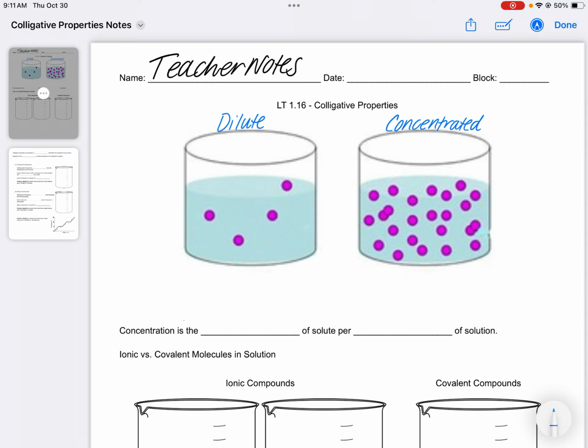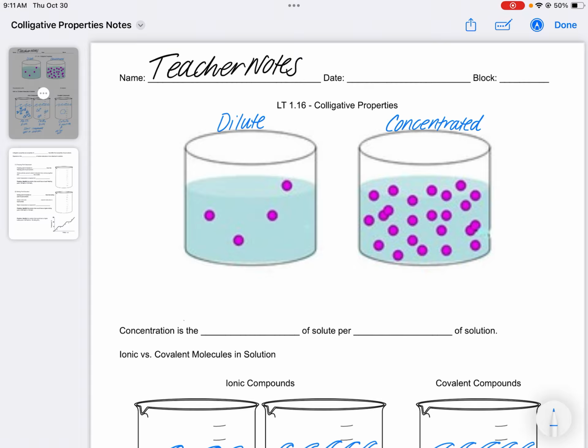So we use these terms when talking about solutions. And when looking at solutions, we care about the amount of particles that we see per a given volume. Dilute and concentrated are relative terms. There is not a certain solution where we say, oh, this one is dilute versus this one is concentrated. But when comparing two solutions to each other, we can apply these terms.